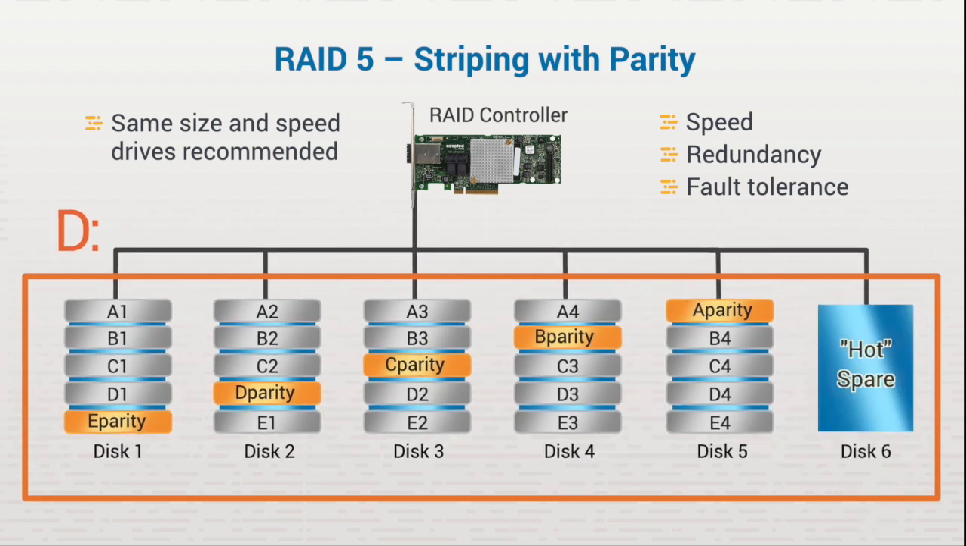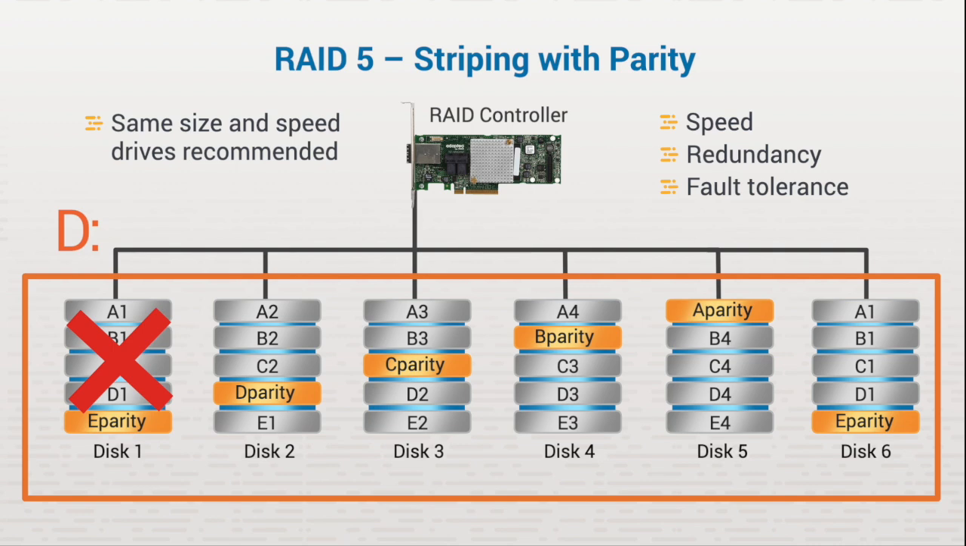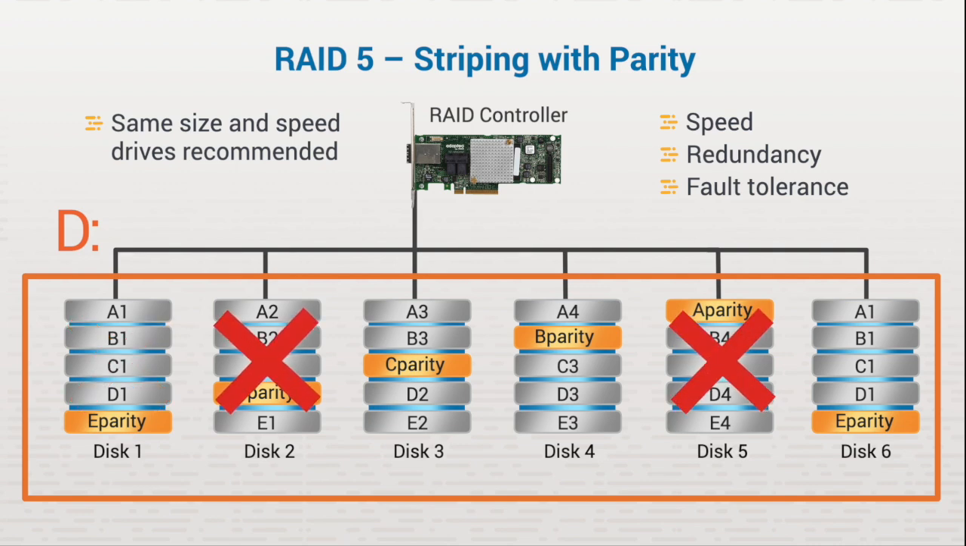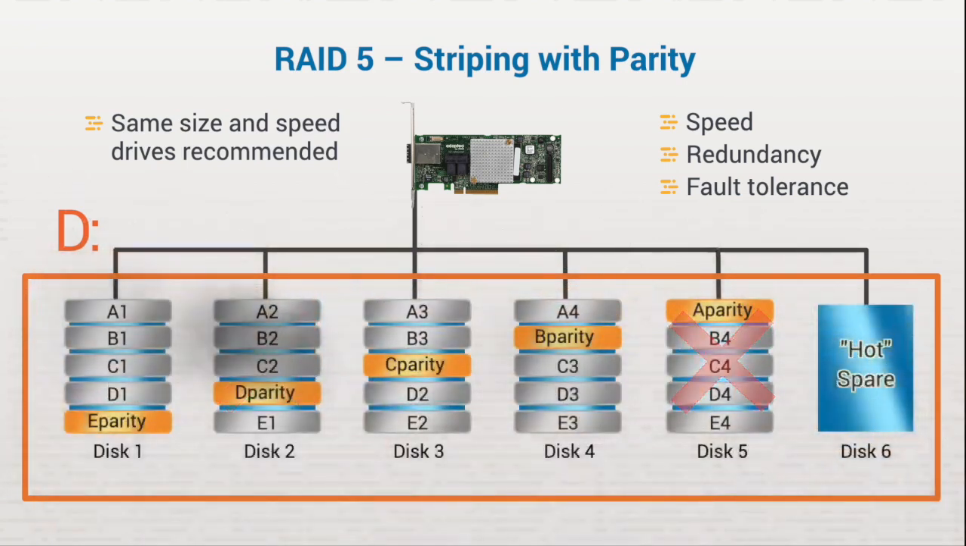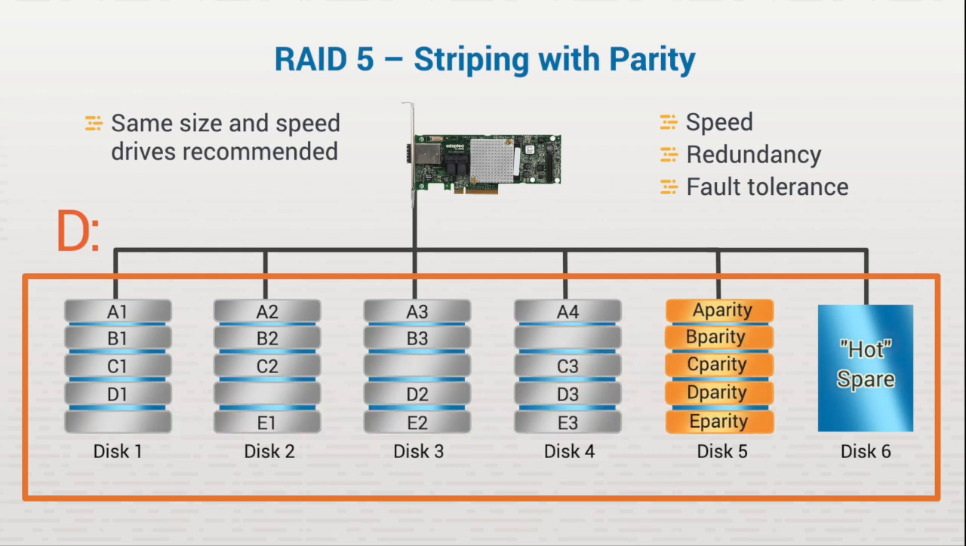The array will continue to work, but performance will be slower until you replace the failed drive. That's why it's a great strategy to have a hot spare ready and waiting in the array, because sooner or later a drive is going to fail. And if one drive does fail, the hot spare becomes the failed disk. But keep in mind that if 2 drives fail, the RAID 5 array becomes completely corrupted and unrecoverable. Because of this, RAID 6 is becoming more popular since it adds another layer of parity that can tolerate 2 drive failures.